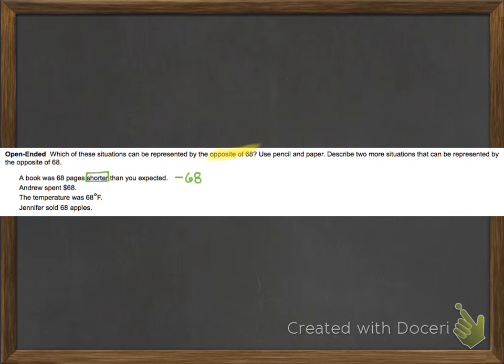Andrew spent $68. Well, if you spend $68, what's happening to the amount of money? It's going down. So the opposite of 68 is going down 68. Okay, so yeah, that's also negative 68. The temperature was 68 degrees. Well, there's no change here at all, so this can't be negative 68. That's just regular 68.